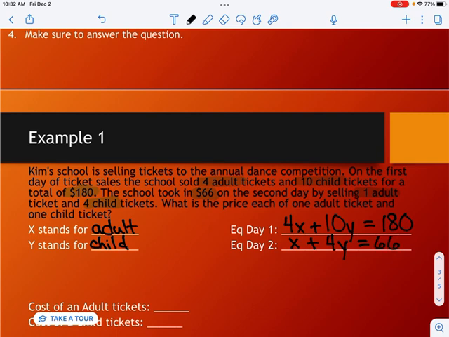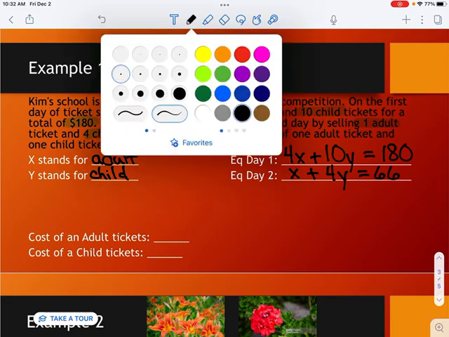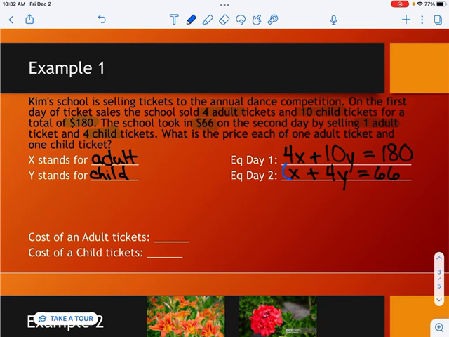Now, when I look at this system, the thing I'm thinking of is it's set up right away for elimination. So now I'm going to take this bottom equation and multiply it by -4. What that gives me is 4X plus 10Y equals 180, and then -4X minus 16Y equals -264. I now add going down, so that cancels that.